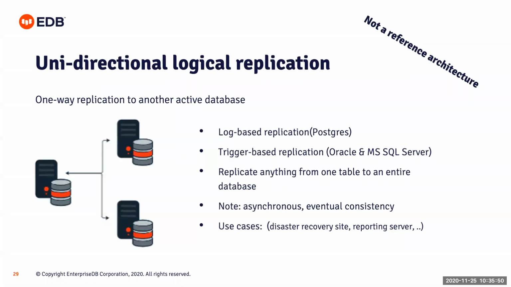unidirectional logical replication. So instead of using WAL streaming and archive commands for your standby databases, and you want to offload, for instance, a reporting server or some other disaster recovery site, you want to completely offload that. What you can do is set up this kind of logical replication where you can replicate one table or even a subset of a table or an entire database for that matter. You set this up table by table.